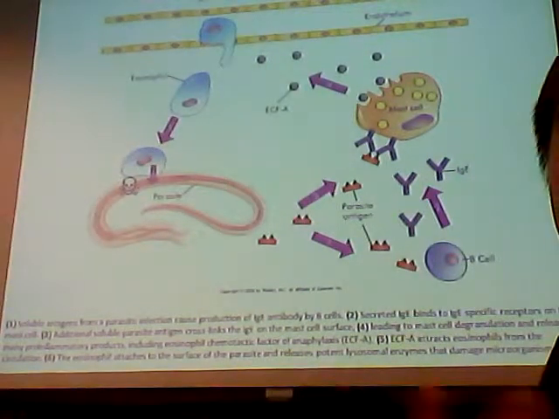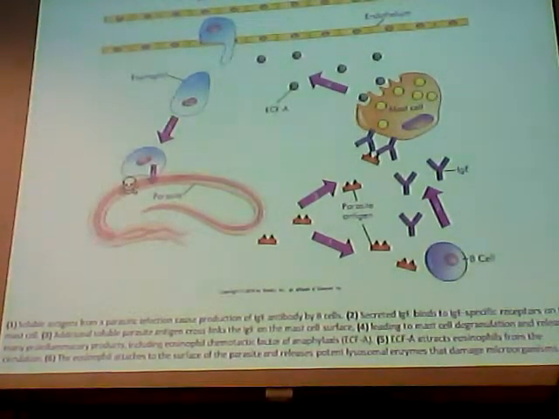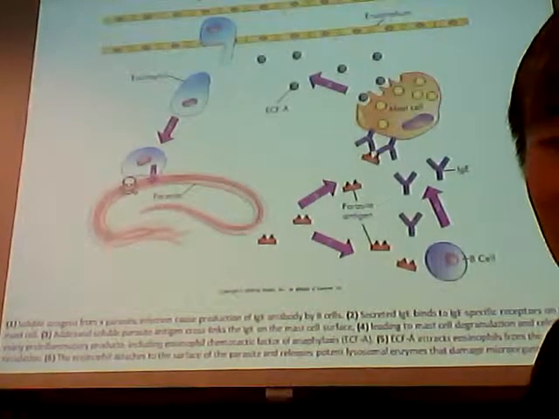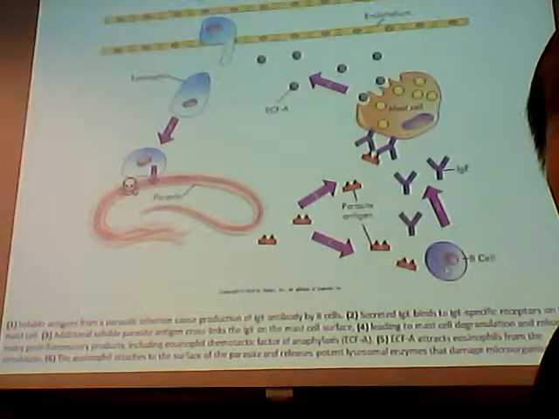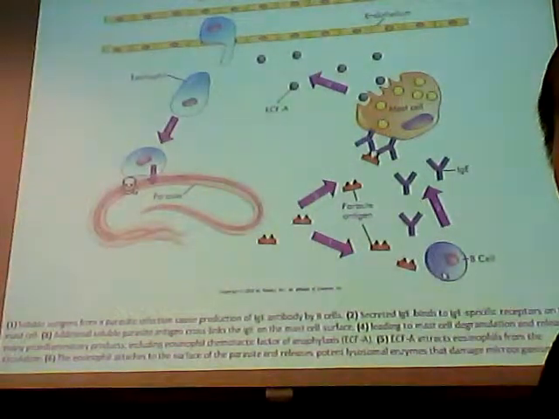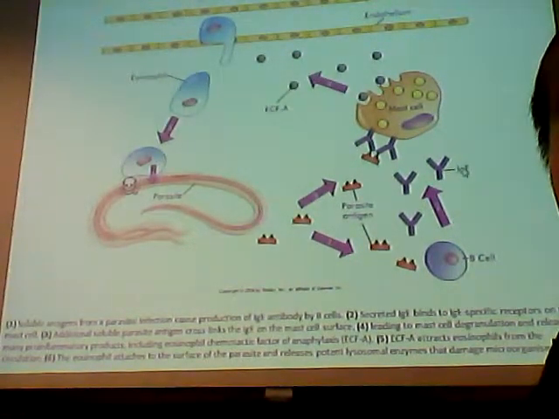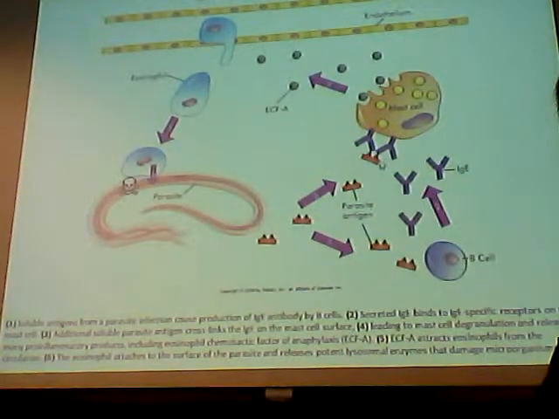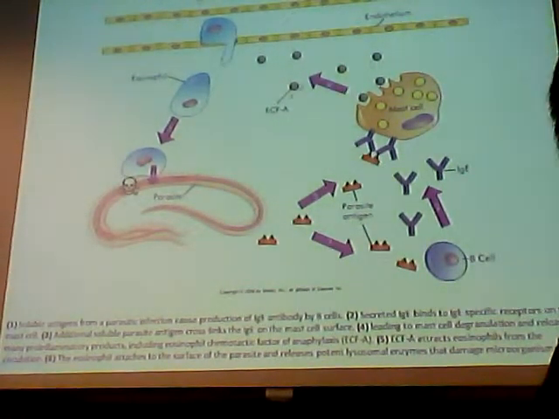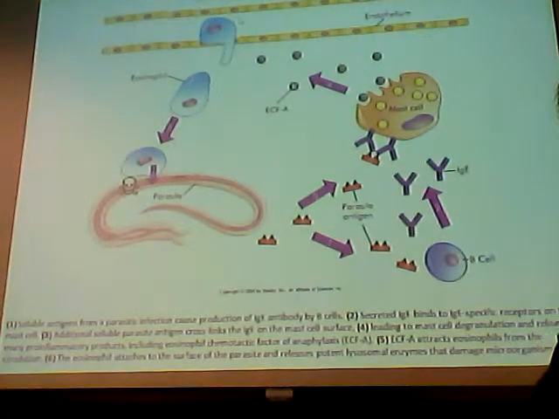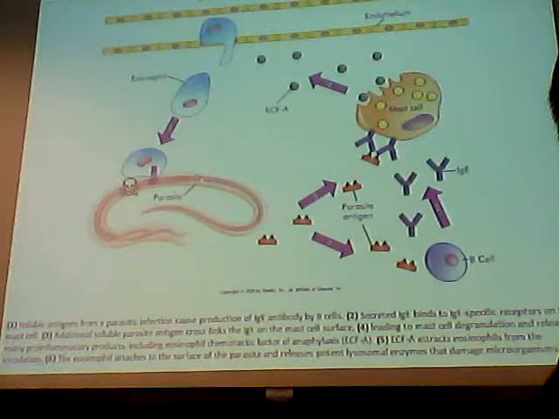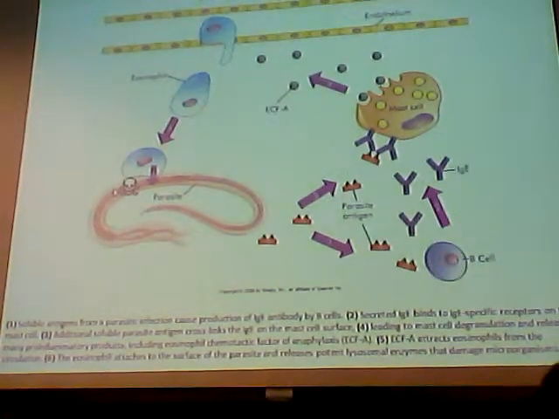IgE-mediated destruction of parasites. Remember, if you've got a parasitic antigen floating around, it stimulates your B cell. Your B cell releases the antibodies, the IgE. The IgE binds to the antigen. A mast cell binds to the antigen. It'll release some sort of factors that cause the eosinophils to come into the cell. The eosinophil finds the parasite, degranulates, and kills it.